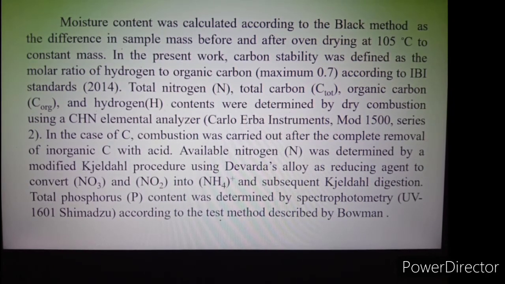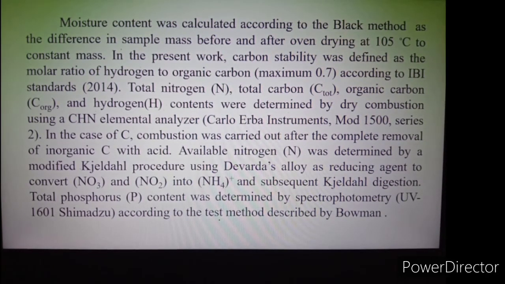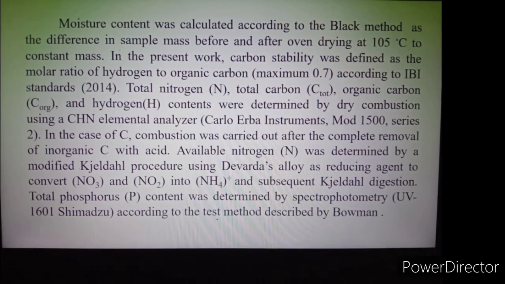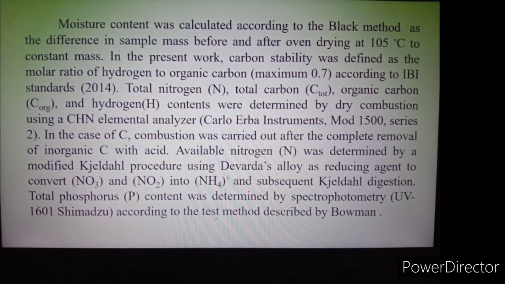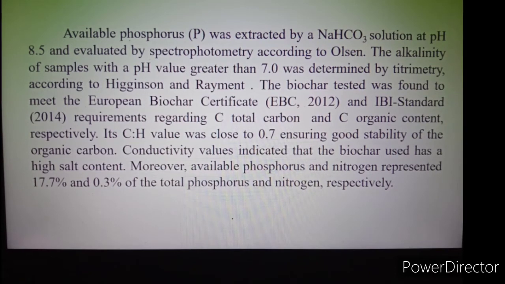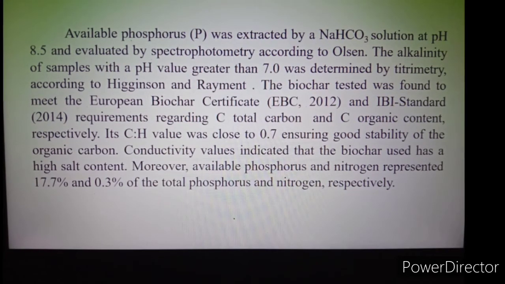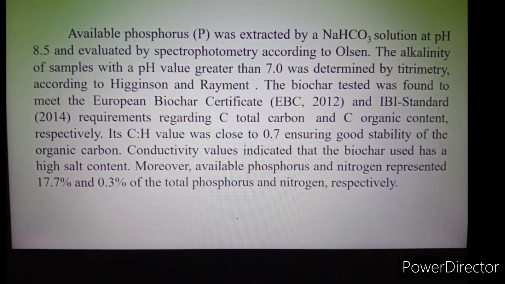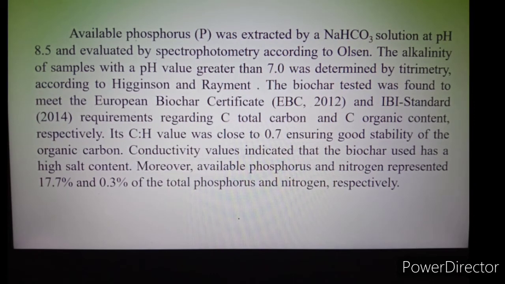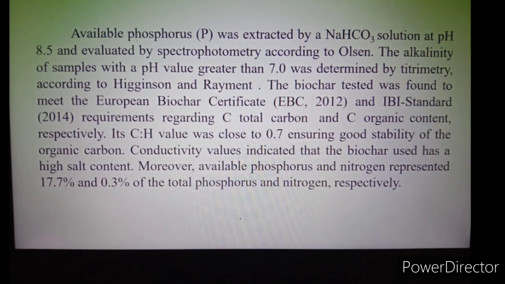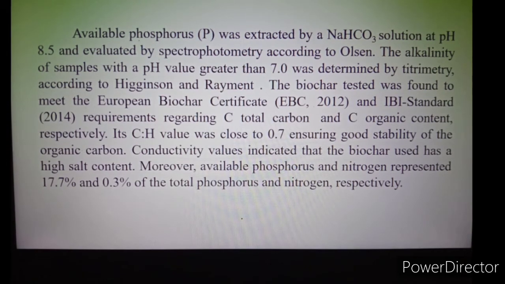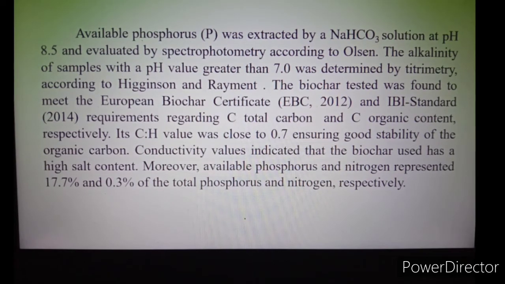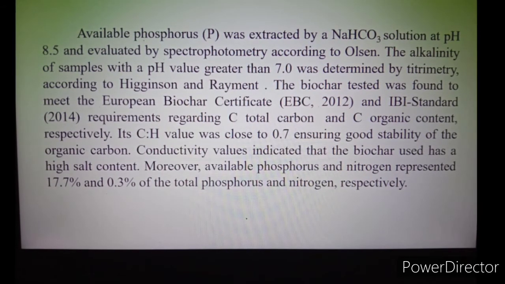Total phosphorus content was determined by spectrometry, UV1601 Shimadzu, according to the method described by Bowman. Available phosphorus was extracted by a NaHCO3 solution at pH of 8.5 and evaluated by spectrometry according to Olsen. The alkalinity of samples with a pH value greater than 7.0 was determined by titrimetry according to Higginson and Rayment.